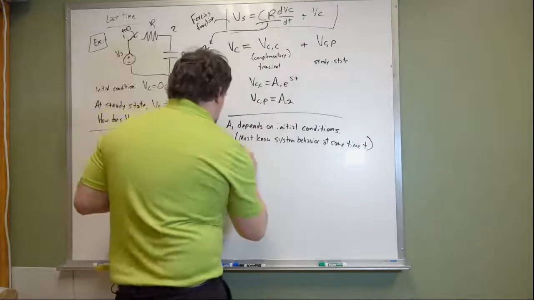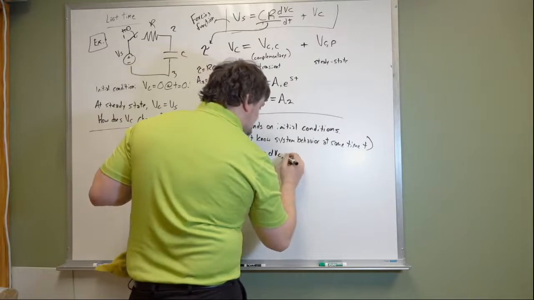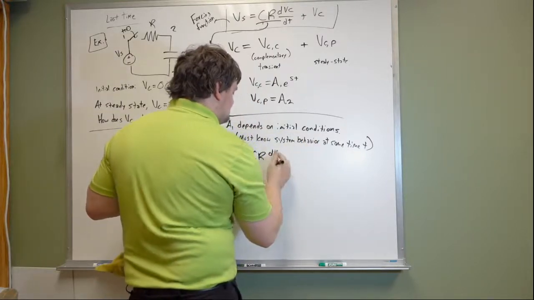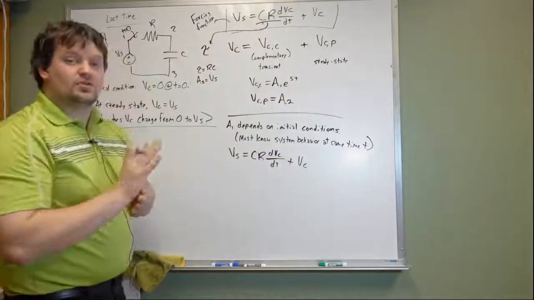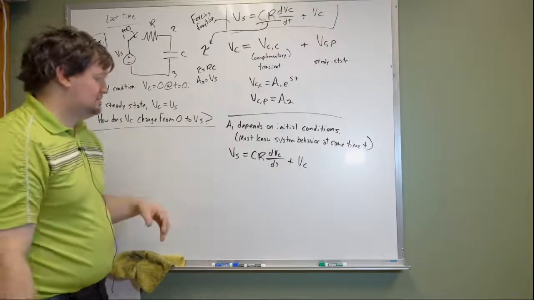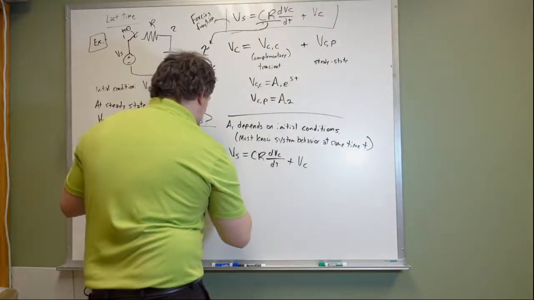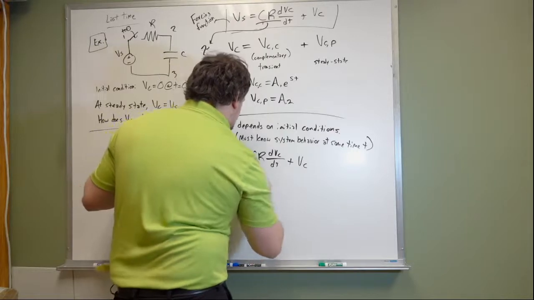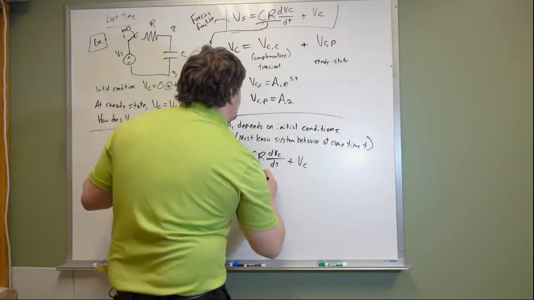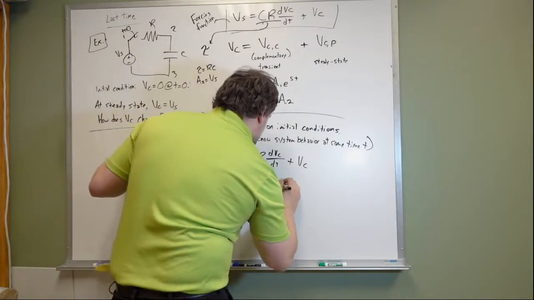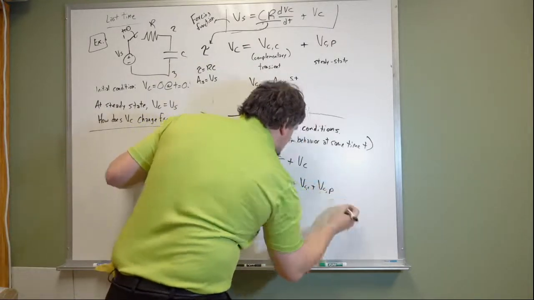So, okay, let's do this. We have Vs is equal to CR times dVc/dt, here we'll just use the whole Vc, plus Vc. Plugging in the whole thing now, going in with the whole shebang. Now I know Vc is equal to Vcc plus Vcp, so I'm going to write that out. Vs is equal to CR times the derivative d/dt of (VCC plus VCP) plus VCC plus VCP. That's kind of gross.